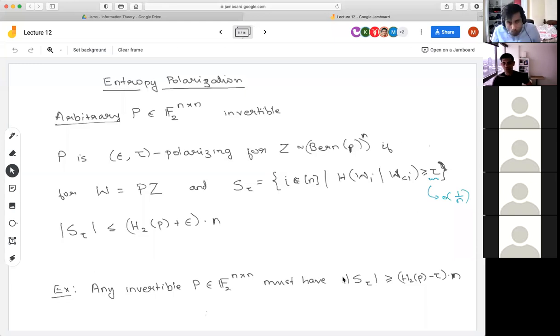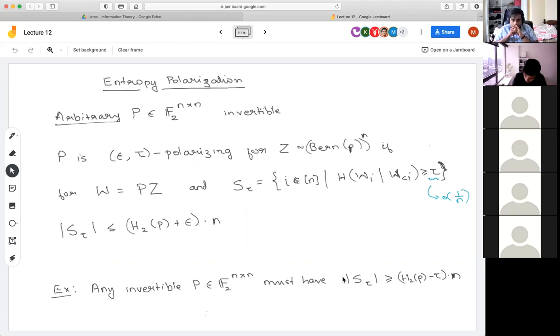We will call it epsilon-tau polarizing if it has this property: the number of coordinates where, conditioned on the previous stuff, the entropy of that coordinate is bigger than tau is precisely what we would have had in a linear compression scheme. So the number of such coordinates is roughly the binary entropy of P times n plus an epsilon again for slack. And all the other coordinates, again conditioned on stuff before them, have entropy which is very small. These are not necessarily the first few coordinates. These are somewhere among the n coordinates, but the set of such coordinates is small.